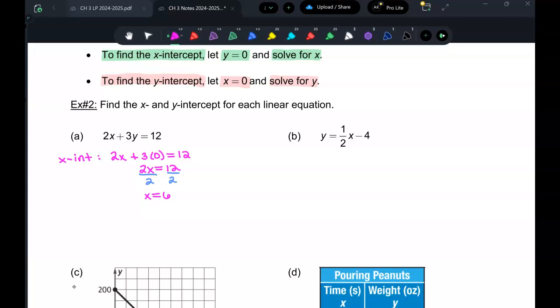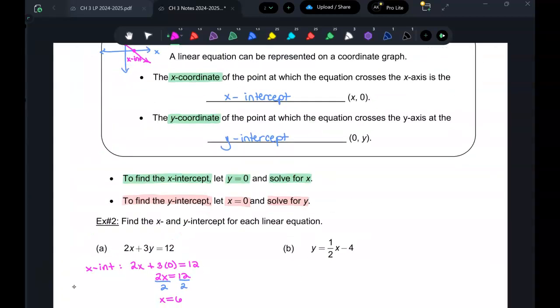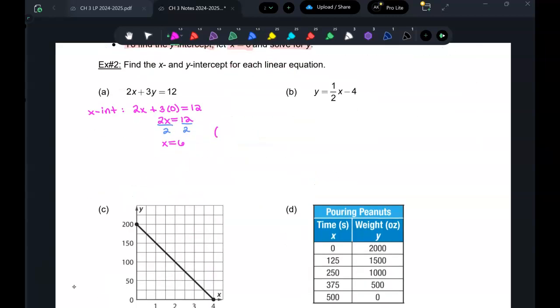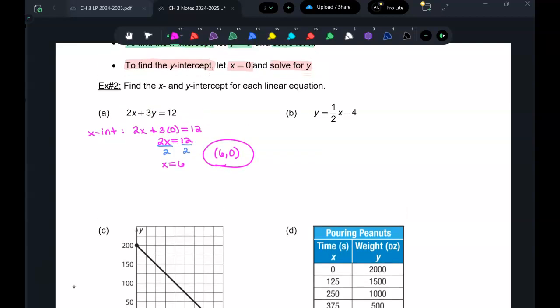Good, so x equals 6. So I'm going to write this. Do you remember up here? Do you see how I put an ordered pair? So x equals 6, it's going to be 6, comma 0. That makes more sense.